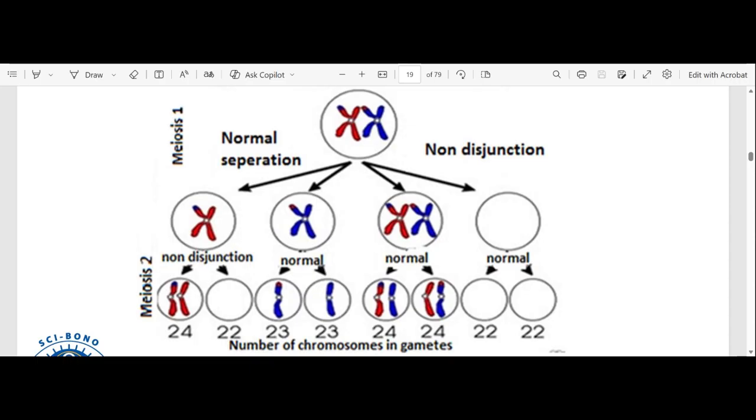So the number of chromosomes does not change unless the non-disjunction happens in anaphase 2. I hope that makes sense. So same as this one: at the end of meiosis 1, it had 22 chromosomes, and at the end of meiosis 2, it will also have 22 chromosomes, because the number of chromosomes does not change in meiosis 2. It only changes in meiosis 1.